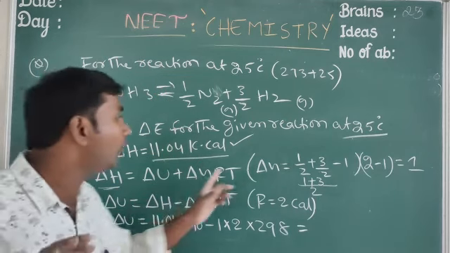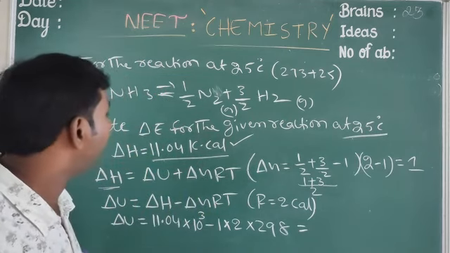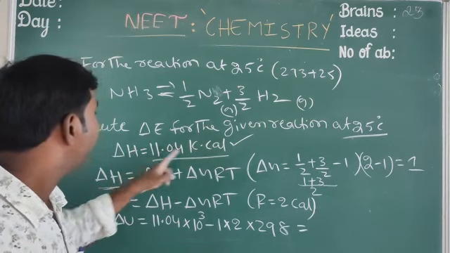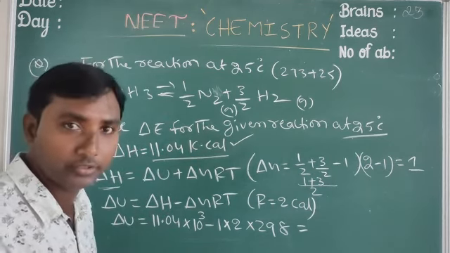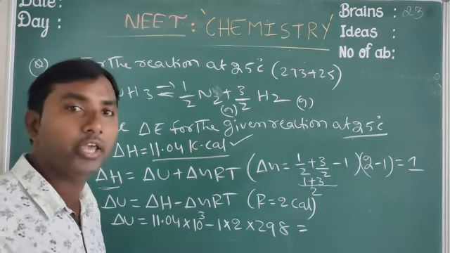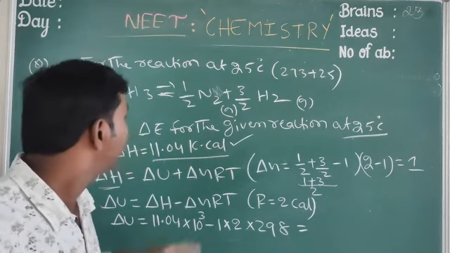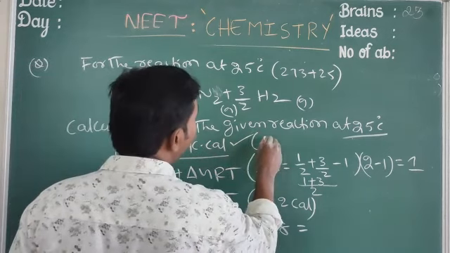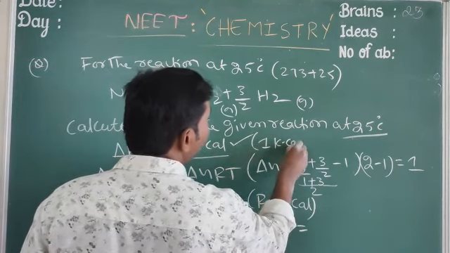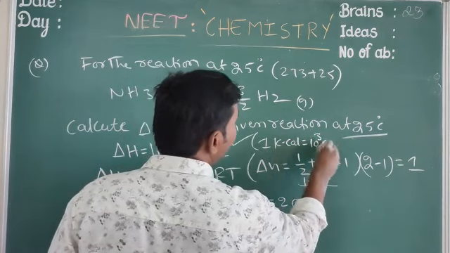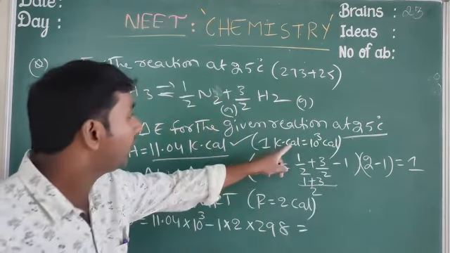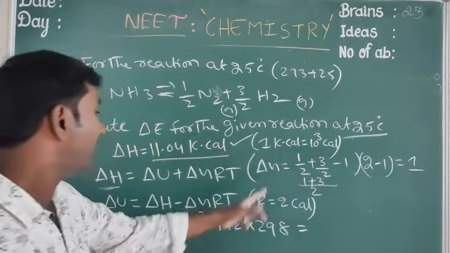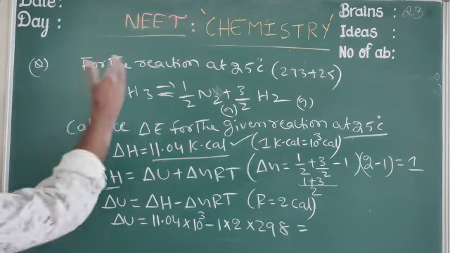So you should find del n value first of all. Second, since heat energy is in kilocalories, R value should be taken in calories only. So kilocalories convert to calories: 1 kilocalorie equals 10 power 3 calories. Substitute all values and the answer comes.